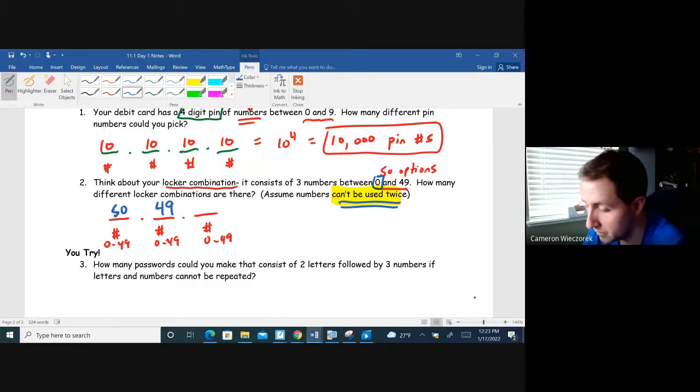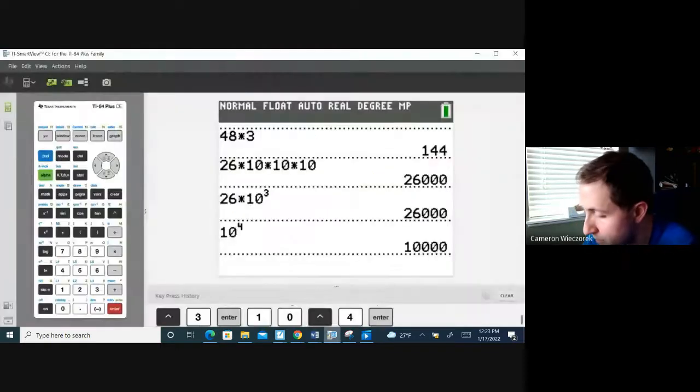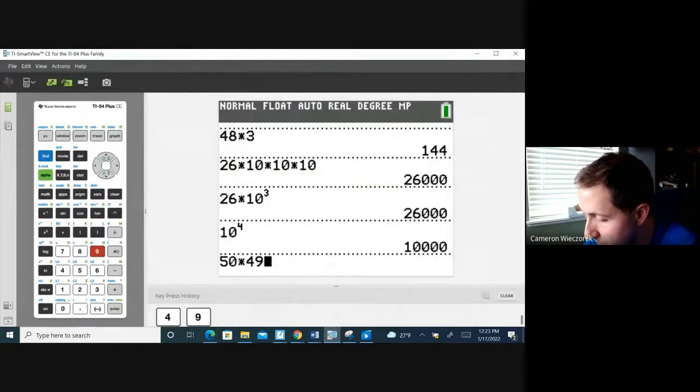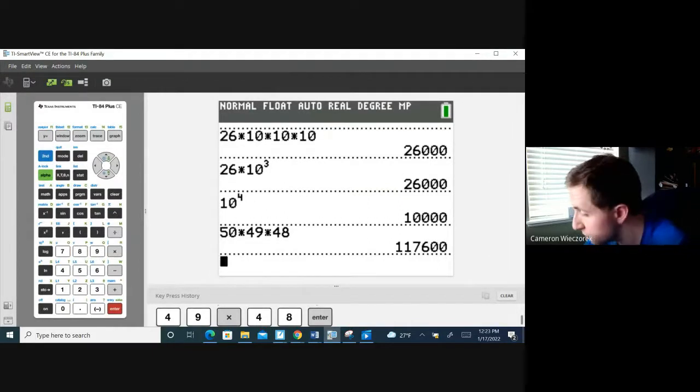Go to your third blank. Now you have 2 numbers that are off limit. You cannot reuse the first space, and you cannot reuse the second space because it said they cannot be used twice. So now you have 2 numbers that are not allowed to be used. That leaves you with 48 options that are left. So my final answer here, how many locker combos can I use? 50 times 49 times 48. You're going to get really big numbers for a lot of these problems.